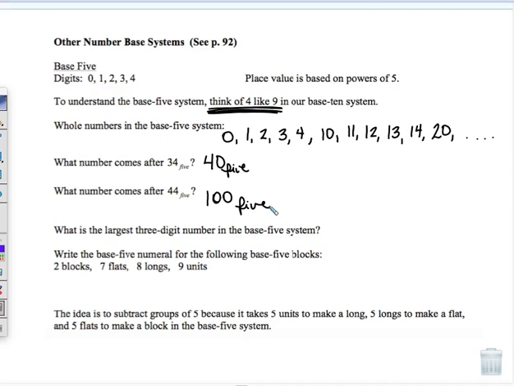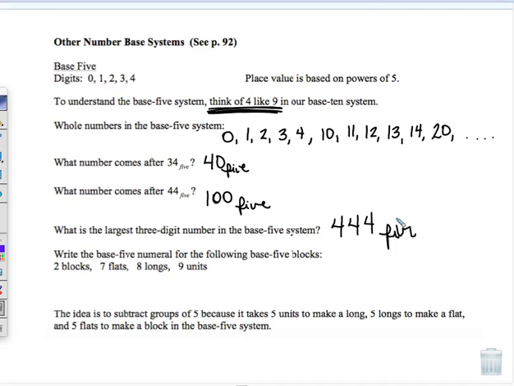It says the next question, what is the largest 3-digit number in the base 5 system? So I want to talk about the base 10 system. The largest number in the base 10 system is 999. Comparable to that in the base 5 system is 444, base 5.